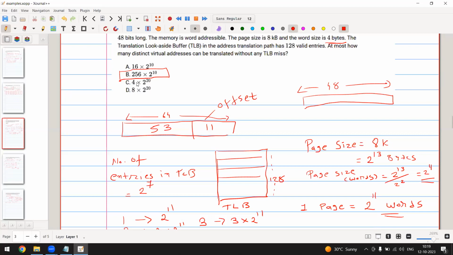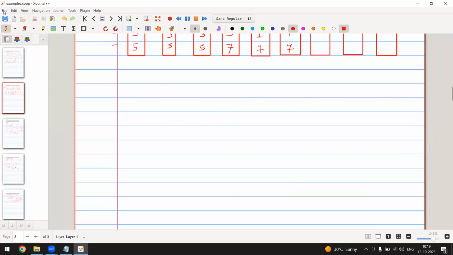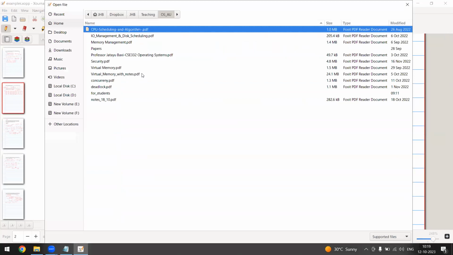Now let's discuss the remaining few aspects of the virtual memory chapter in the remaining time.